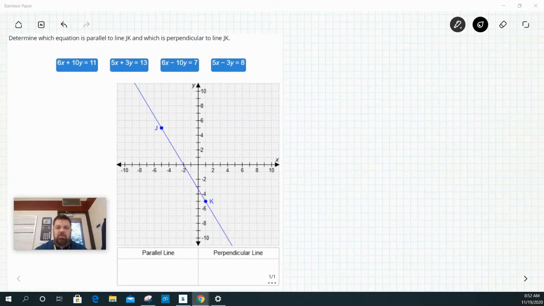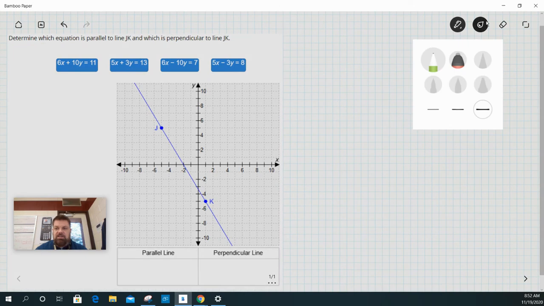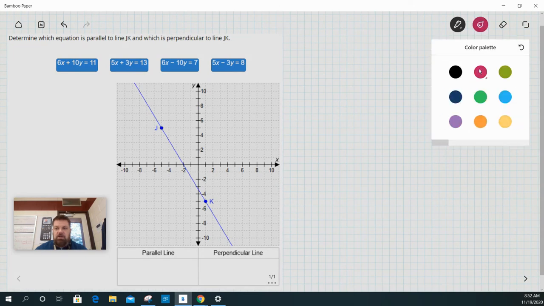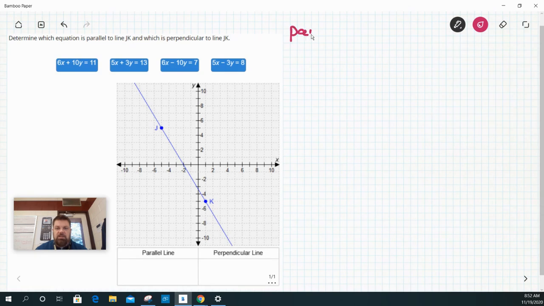So on this problem, what we got to remember is a couple of things. One, the question is asking us about parallel lines. So let's remember what that means. Parallel lines are lines that have the same slope.